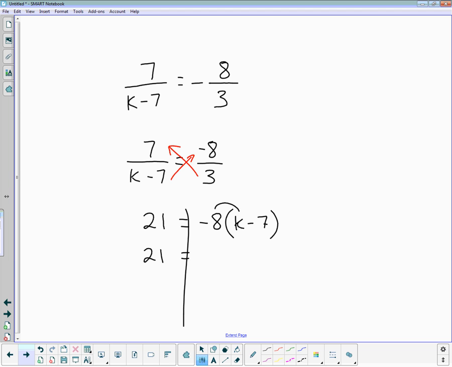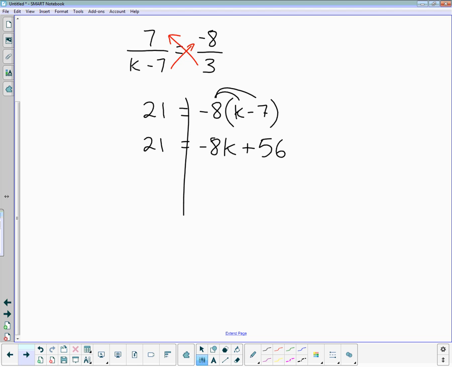Negative 8 times k. Thank you. It's negative 7. Negative times a negative is a positive, 56. Now we move. 21, stay or go? Goes and becomes negative. Negative 8k over here, stay or go? Goes and becomes positive. It switches signs. And 56 minus 21 is 35.